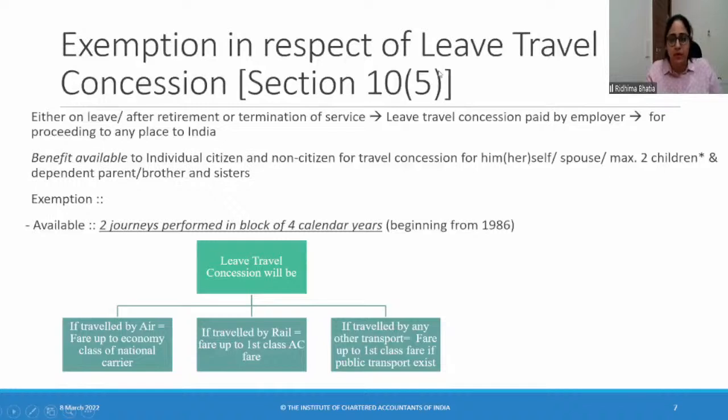Domestic airlines part. Only travel concession. Leave travel concession window, so no hotels. If one is used LTC and one is not used, then not used wala cannot be carry forwarded. Carry forward is allowed only when both are unused. जैसे कोविड के टाइम में people may not have gone out, so इस केस में one would be carry forwarded.